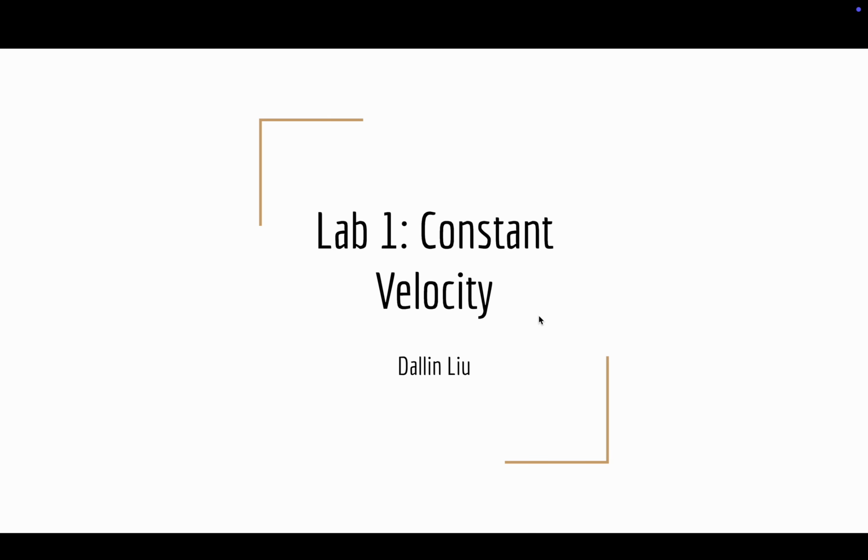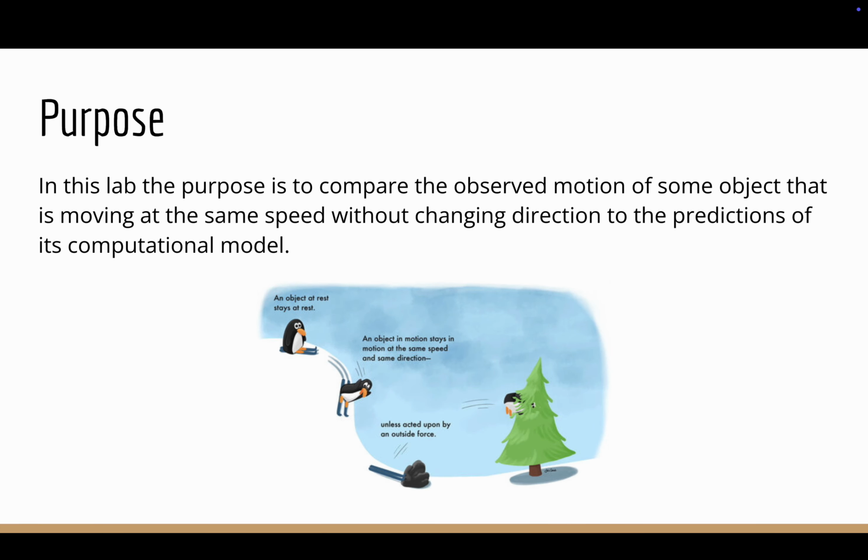My name is Dalen, and I'll be going over Lab 1, Constant Velocity. In this lab, the purpose is to compare the observed motion of some object that is moving at the same speed without changing direction to the predictions of its computational model.